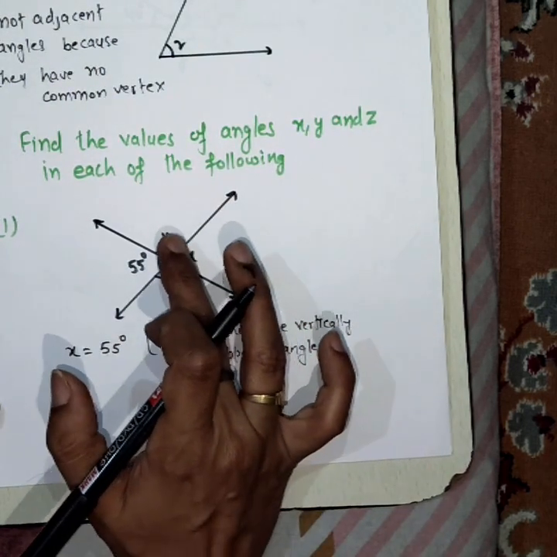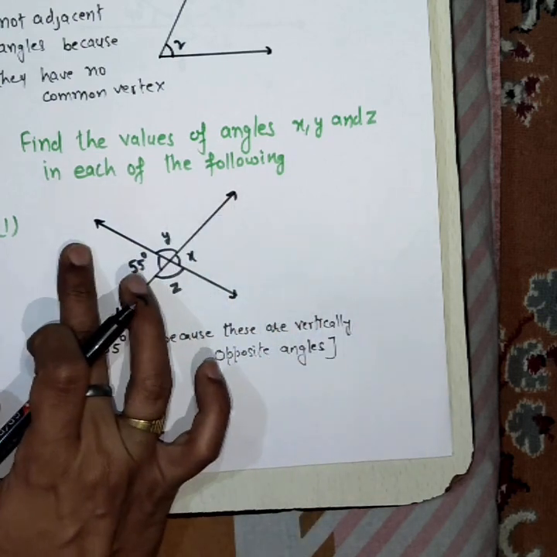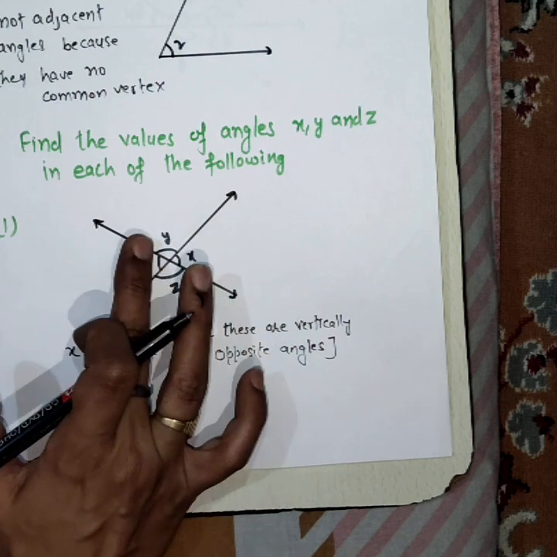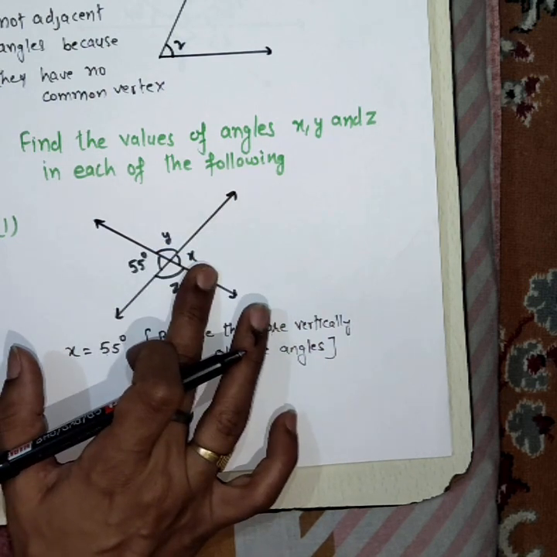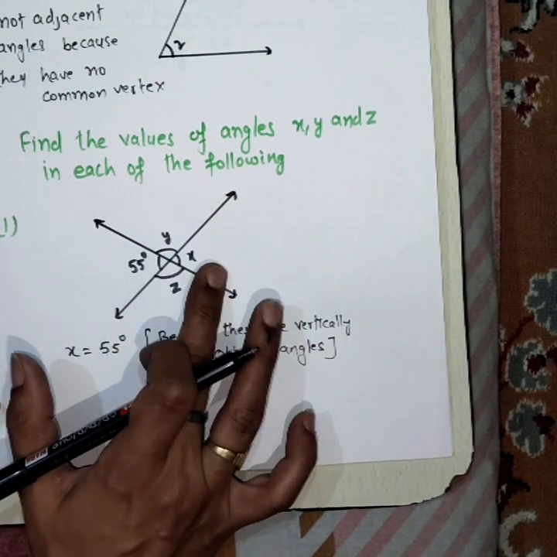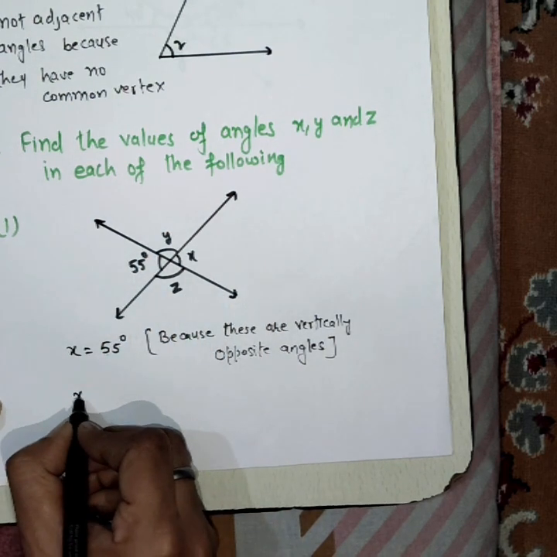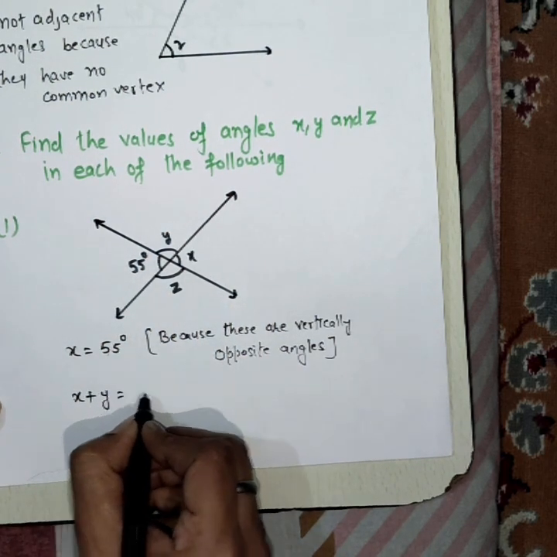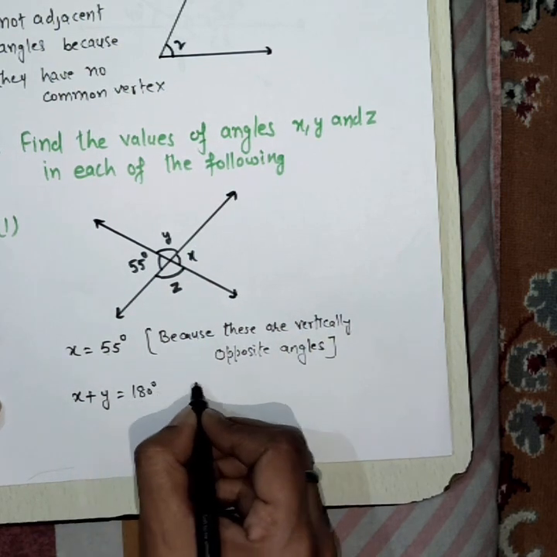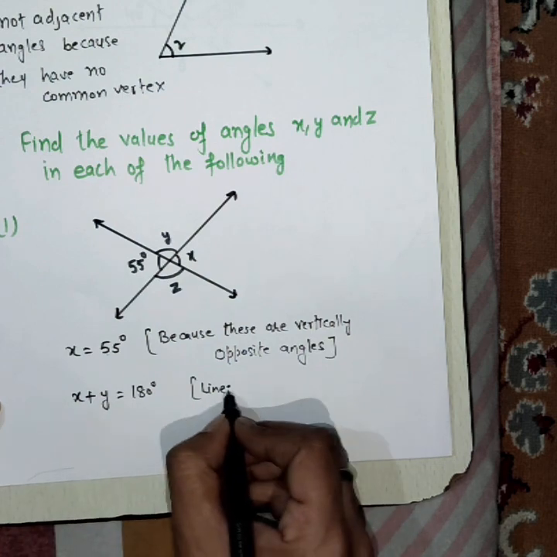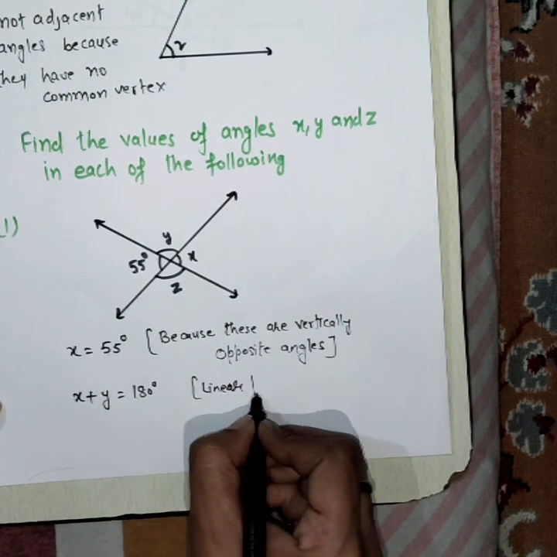Now next, check. This is a straight line. This is a common arm. X and y make a linear pair. We know that the sum of a linear pair is equal to 180 degrees. So x plus y is equal to 180 because this pair makes a linear pair.